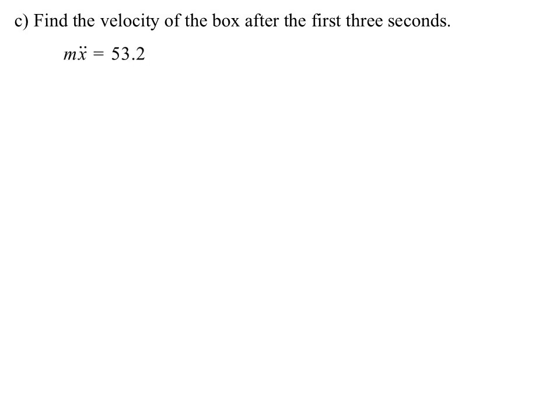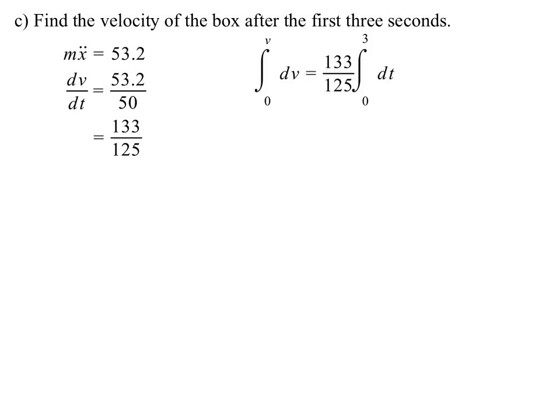Okay, well, we've just said that the resultant force horizontally is 53.2. Now I'll divide through by the mass and get an acceleration, and because I want to link velocity and time, I'll use dv/dt for acceleration, and so it'd just be 53.2 over 50. I hate decimals and fractions, so I've made that 133 on 125. Separate out the variables, and it just becomes, oh well, that's nice, because it's just the integral of dt.